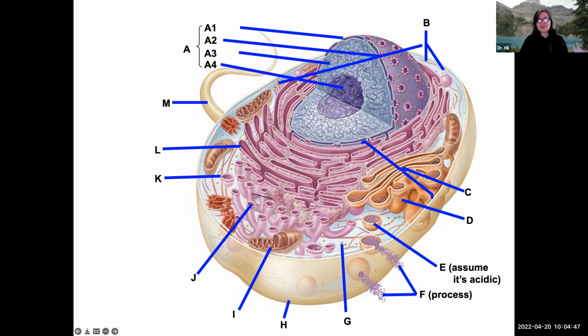Okay. Next one, we're going to go to A2. A2 is a little bit hard to see what it's pointing to. It's pointing to all these little holes. So A2, we're going to go to Stephanie. Is it the nuclear pore? Yes.